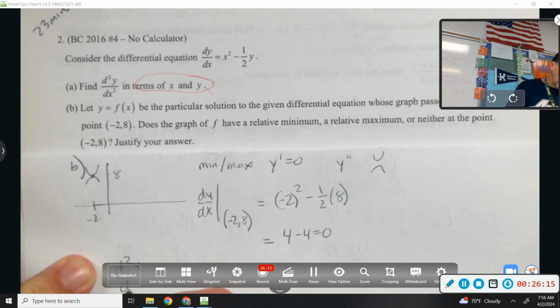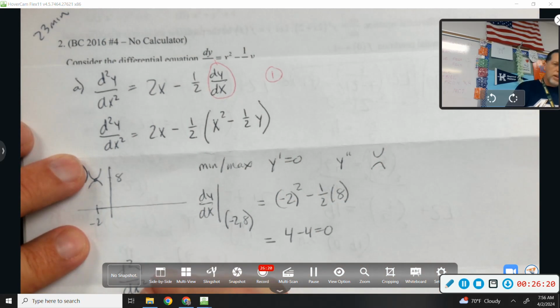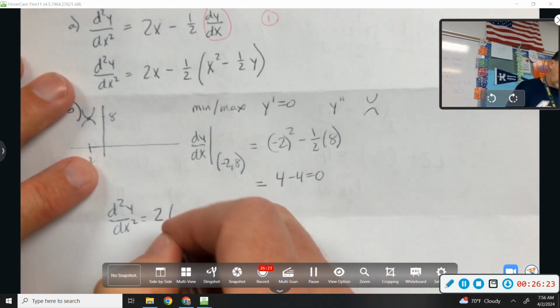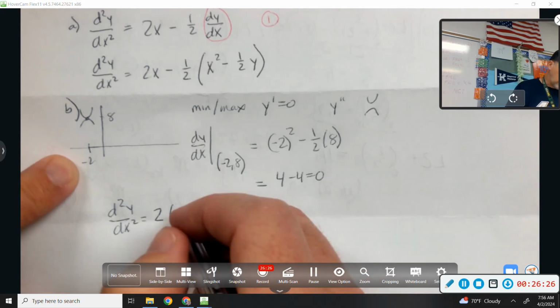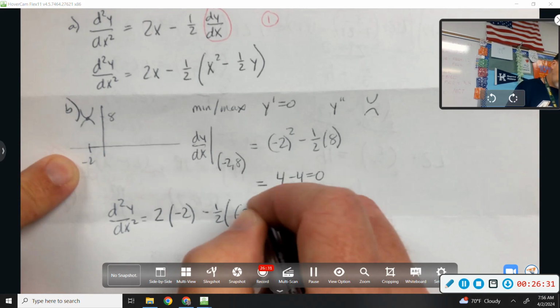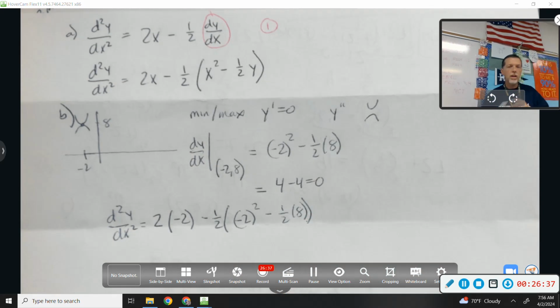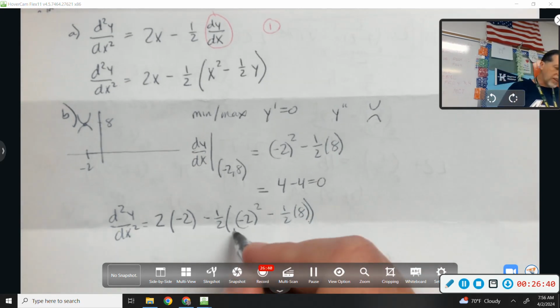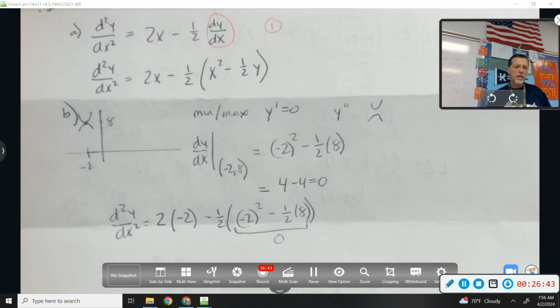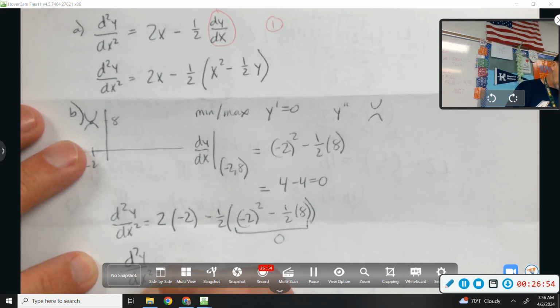So my second derivative, which I just covered up, is 2 times, what point am I using? (-2, 8). 2 times (-2) minus 1/2, (-2) squared minus half of 8. Oh, we just did this. This was 0. So my second derivative then is negative 4.